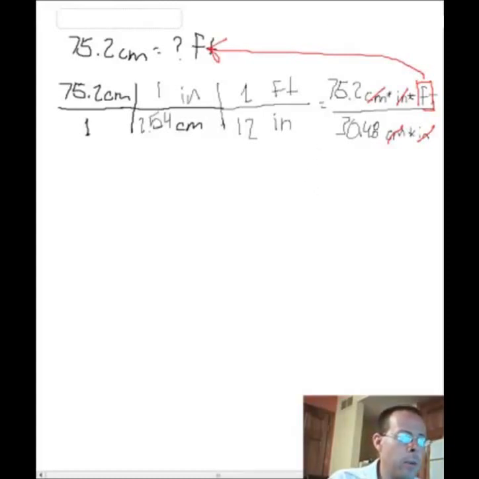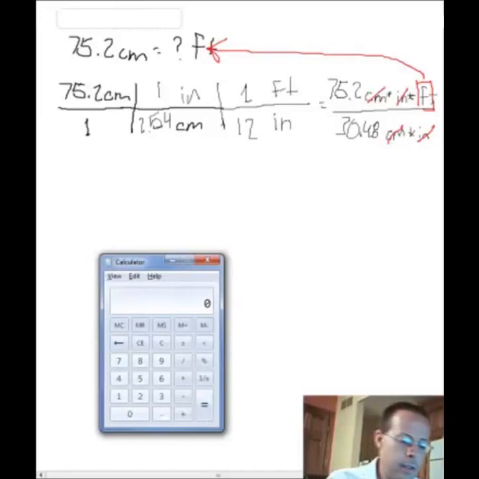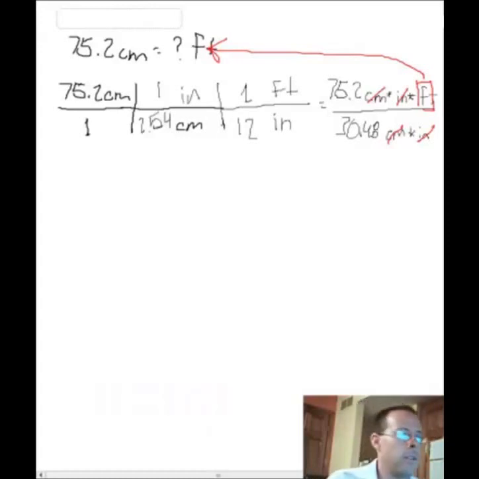But on this problem, we're going to have to simplify this. So we really have 75.2 feet divided by 30.48. So I'm going to take 75.2 divided by 30.48, and I'm going to get 2.46. So my final answer is going to be 2.46. And what is my unit that I have left? Feet. So we just solved that 75.2 centimeters is really about 2.5 feet long. So that is a little more complicated, and part 3 is going to be a little more complicated yet.